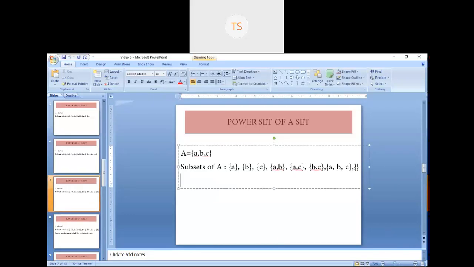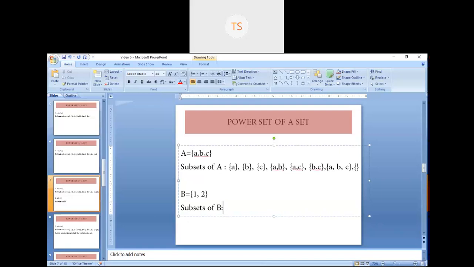So let's do one more example. Suppose you have a set capital B whose elements are 1, 2. Now write the subsets of capital B. Tell me the subsets of capital B. B has two elements, 1 and 2. So what are the subsets of capital B?